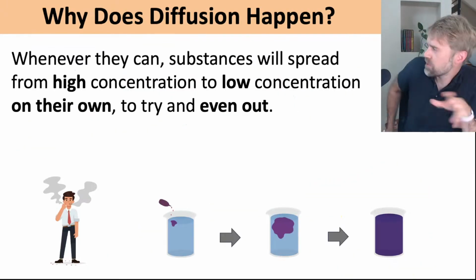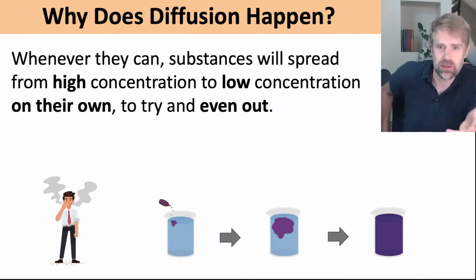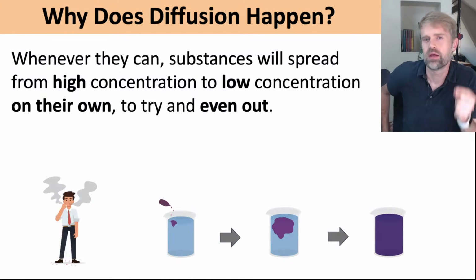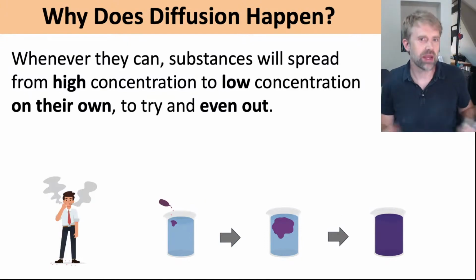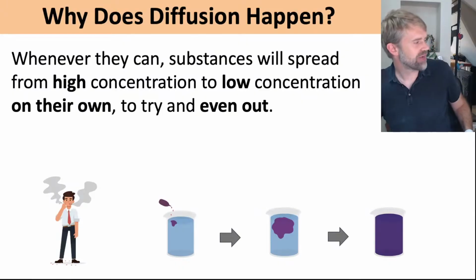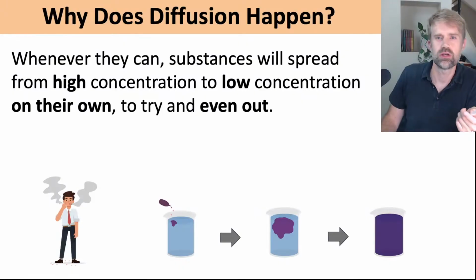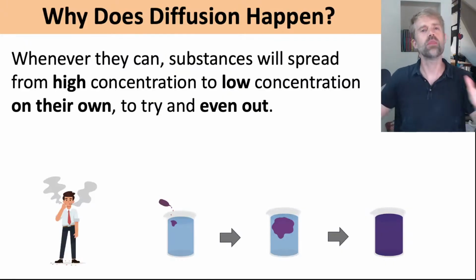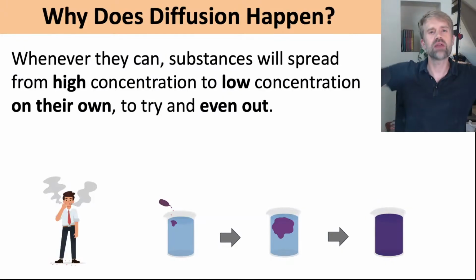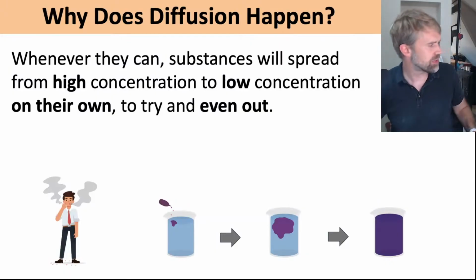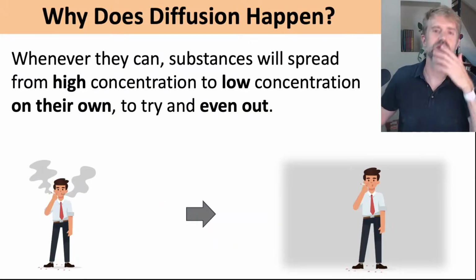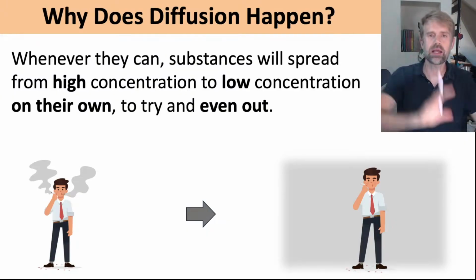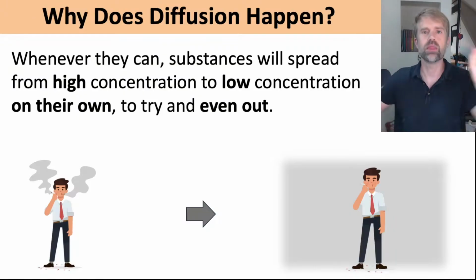Now, sometimes people say, okay, why does diffusion happen? There's a very simple rule, and that's that whenever they can, substances will spread from an area where they have a high concentration to an area where they have a low concentration, and they're going to try to even out on their own. Things in nature try to even out on their own. And let me show you what I mean by that. Okay, here we got this dude, and he's smoking, right? So our definition says substances will spread from high concentration to low concentration on their own.